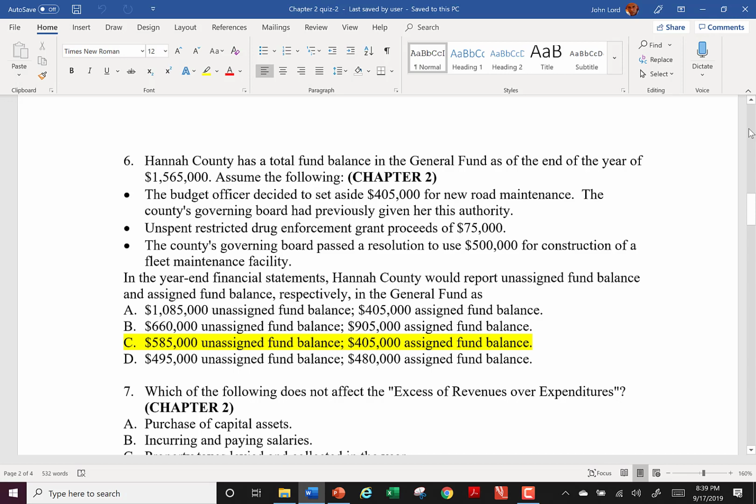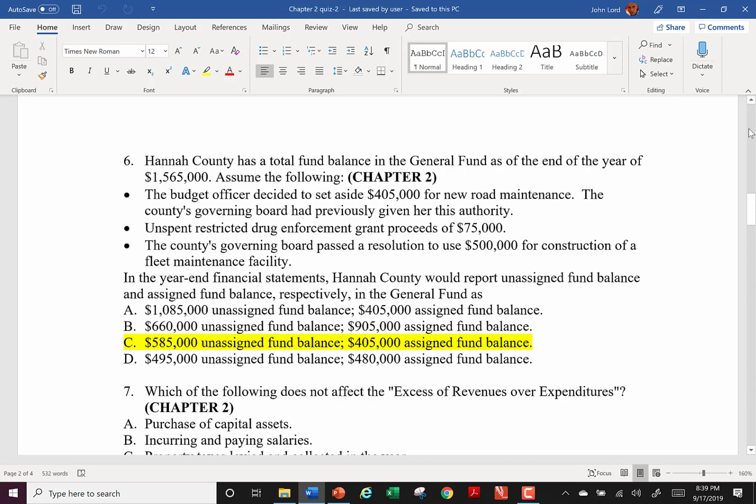Okay, then I look and they tell me that unspent restricted. How easy is that? If the money's restricted, is it restricted? Yeah. Right? Federal government gives us some money, hey, use it for drug rehab, assuming they're not using it to get people on drugs. So that 75,000 is going to come out and be reported as restricted, right?